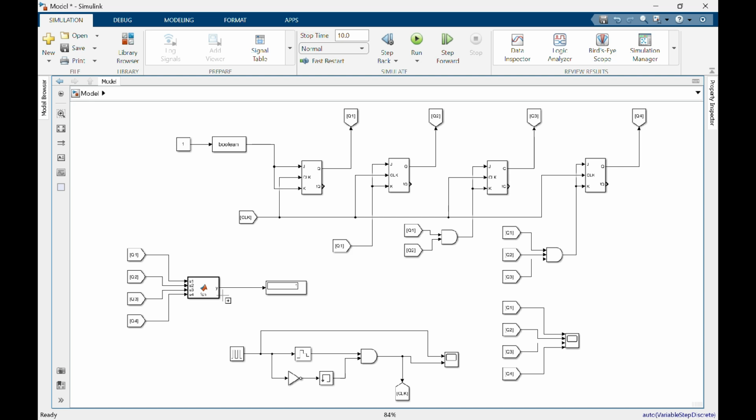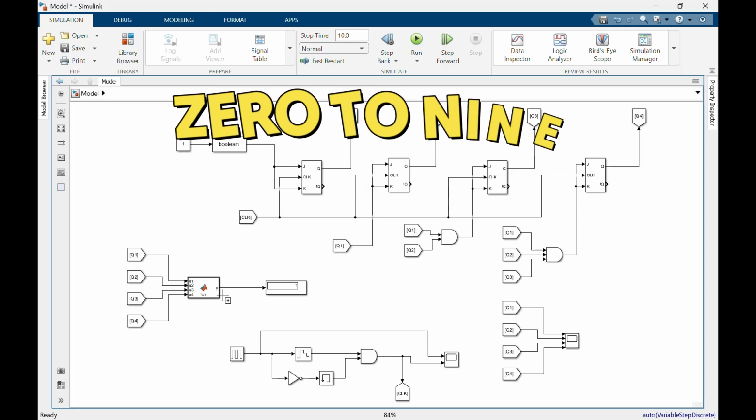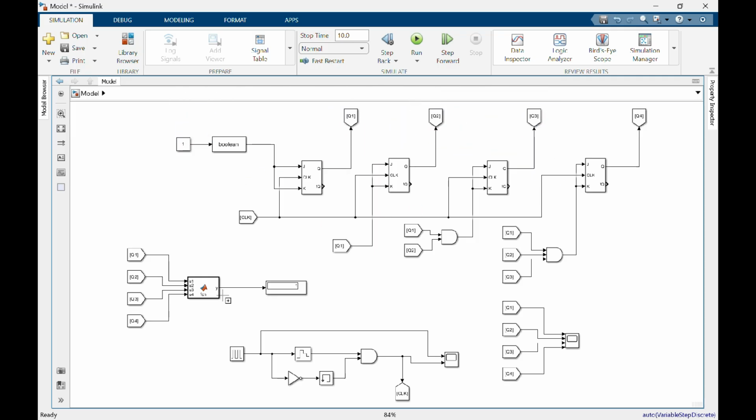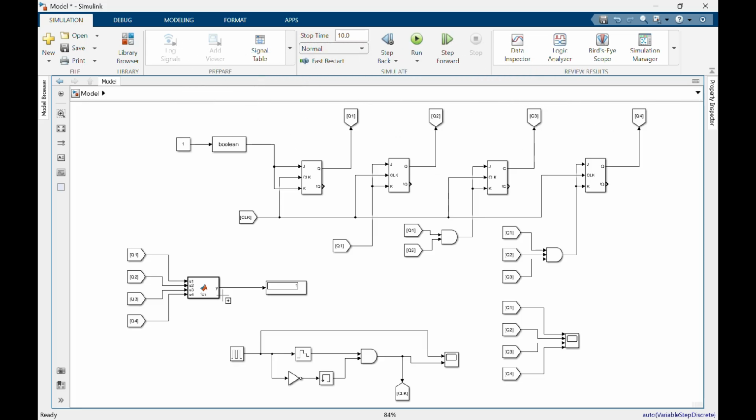Till now, after we run our simulation, only the final part of the simulation is shown, that is, only the end result is shown. But for the counting operation, we need to see the whole simulation, that is, counting from 0 to 9 and onwards. For that, we are going to use a block known as a zero order hold. In this zero order hold, we are decreasing the sample time due to which we can observe the simulation going on.